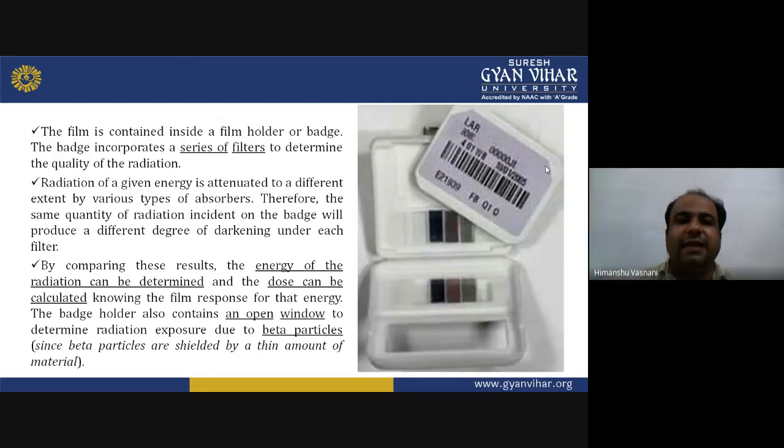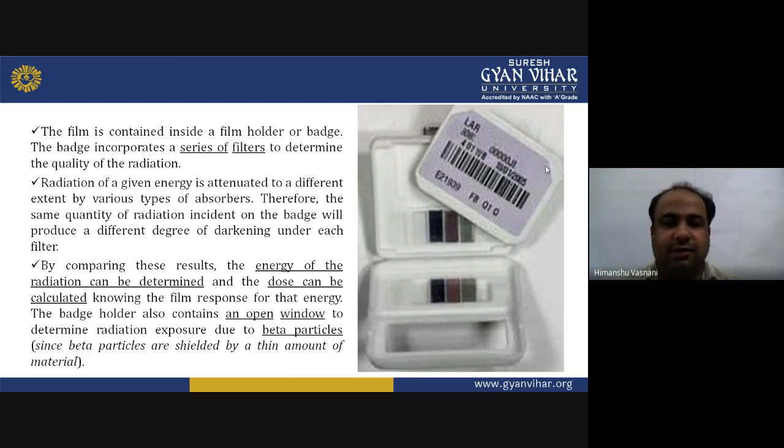The film is contained inside a film holder or a badge. The badge incorporates a series of filters to determine the quality of the radiation. You can see the series of filters in the diagram. Okay, it is shown here. Radiation of a given energy is attenuated to a different extent by various types of absorbers. Therefore, the same quantity of radiation incident on the badge will produce a different degree of darkening under each filter.